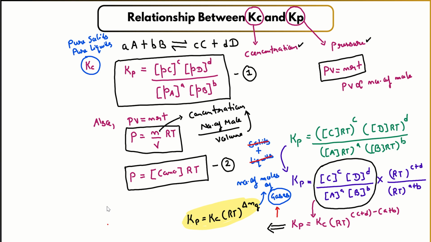This delta n simply means you are subtracting the number of moles of reactants from the number of moles of products. Below delta n we are just writing small g in order to denote that the number of moles will only be taken of gases. We have to ignore the number of moles of solids and the number of moles of liquids. Please remember this. I hope you have understood everything till here. Thank you very much.